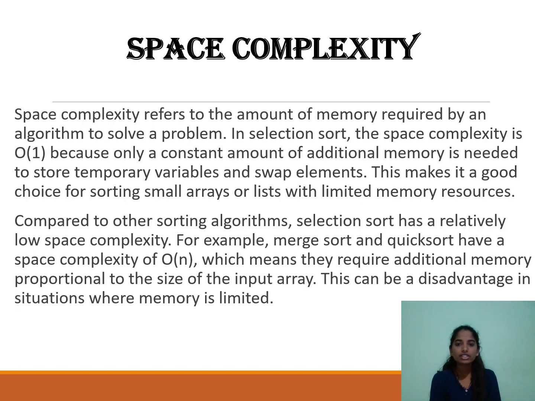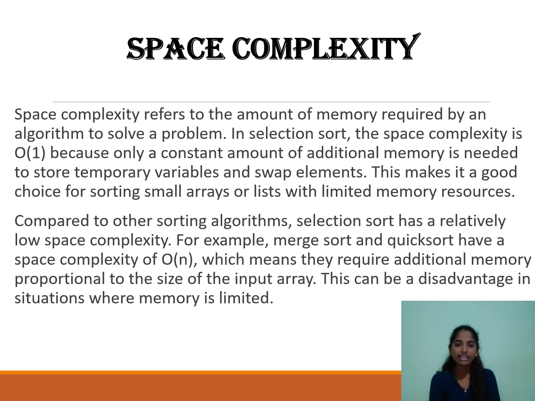Now let's see space complexity. Space complexity refers to the amount of memory required by an algorithm to solve a problem. In selection sort, the space complexity is O(1) because only a constant amount of additional memory is needed to store temporary variables and swap elements. This makes it a good choice for sorting small arrays or lists with limited memory resources.